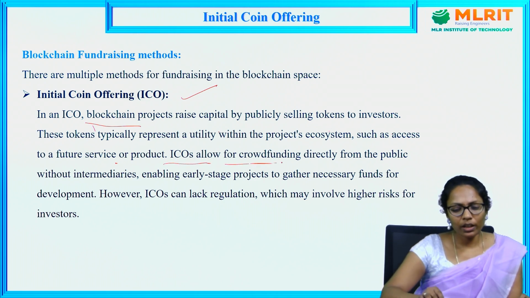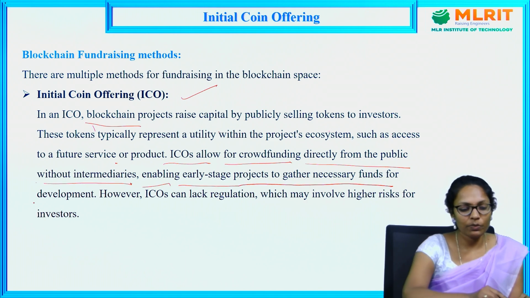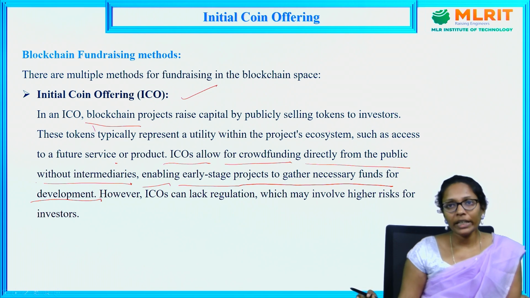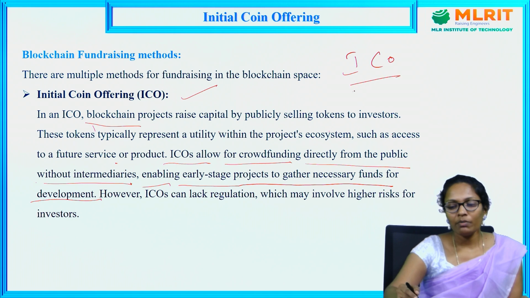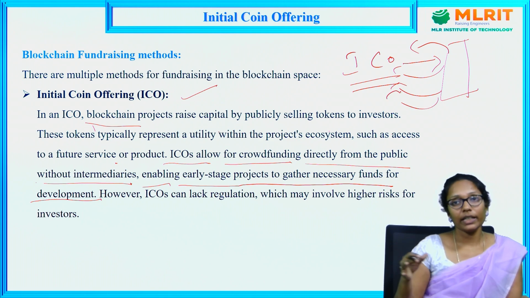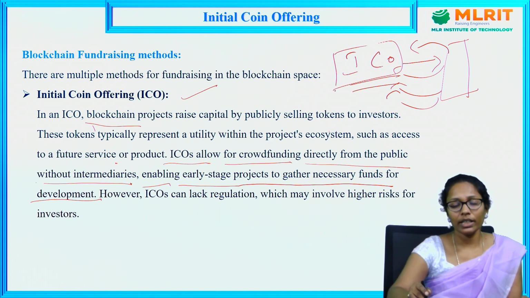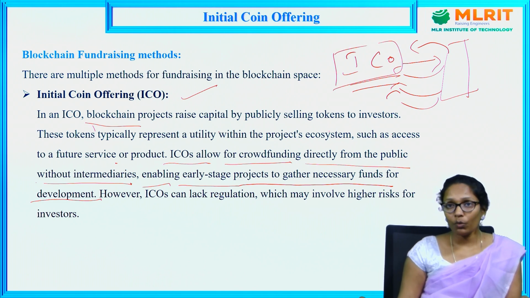ICOs allow crowdfunding directly from the public without intermediaries, enabling early-stage projects to gather necessary funds for development. Here we are not following any regulations. For example, I am starting an ICO and circulating this information to my well-known people. Then they can deposit the funds directly just by taking the tokens. But here there's no security. Why? Because it is an ICO. Whatever ICO it is, they're not following any regulations. We are not involving any intermediaries here. The bank people or any regulated people will not be involved. So just by trusting them blindly, we are investing in them.